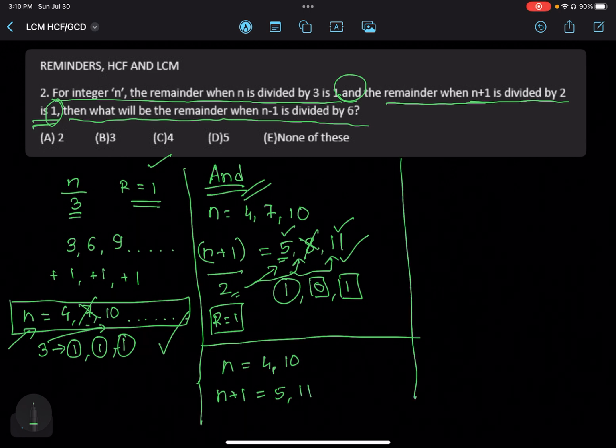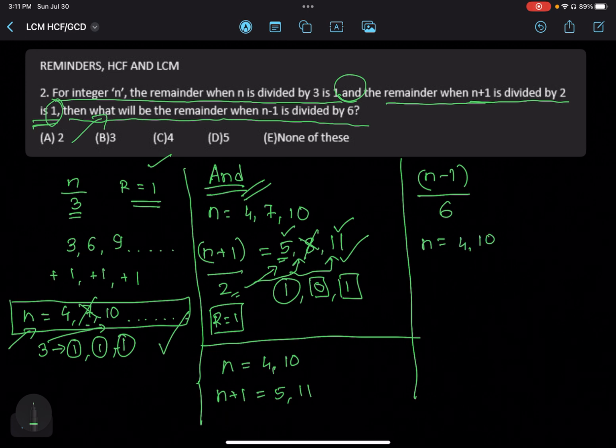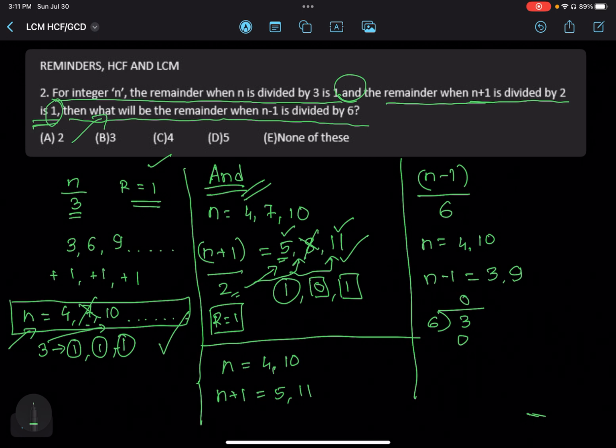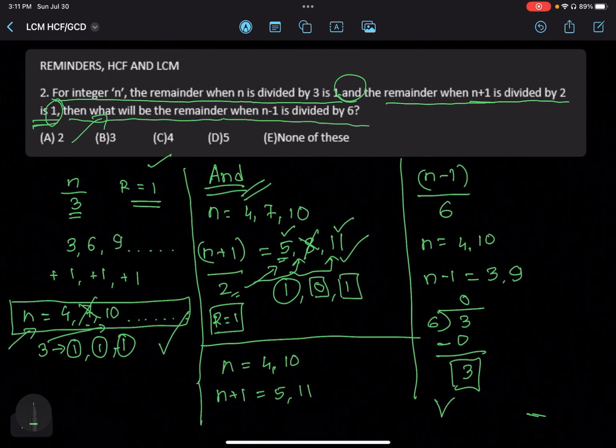Now let's move forward with the final part of the question. The final part of the question says, what will be the remainder when n minus 1 is divided by 6? Now we have two numbers, n equal to 4 and 10, as qualified for both the conditions. n minus 1 will be 4 minus 1, which is 3, and 10 minus 1, which is 9. Now when 3 gets divided by 6, here the divisor is greater than the dividend. So 6 zeros are 0, and 3 minus 0 is 3. So remainder is 3 in this case.